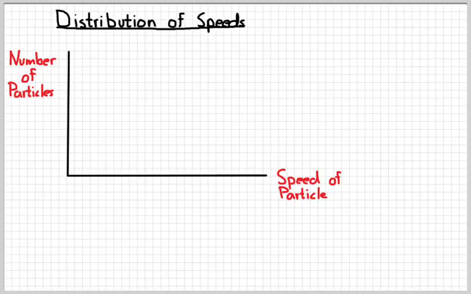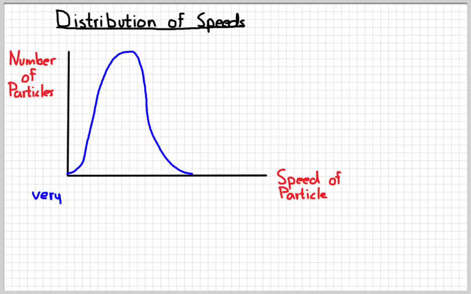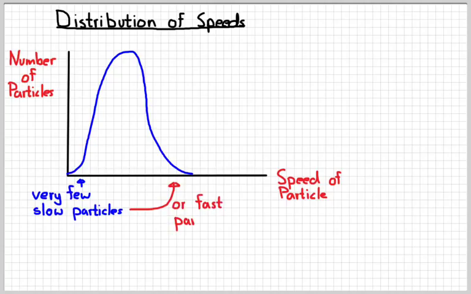So the way that we can visualize this is with the graph. On the x-axis, we're going to put the speeds of the particles, and on the y-axis, we're going to put the number of particles that have that particular speed. And so when we graph it, it looks something like that. Well, there's very few slow particles. The left end would be slow. Very few fast particles. The right end would be fast. Most of them are somewhere in the middle.